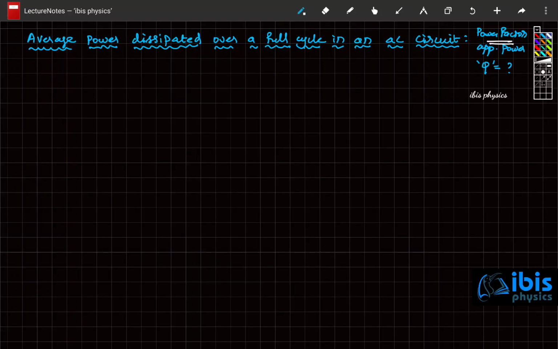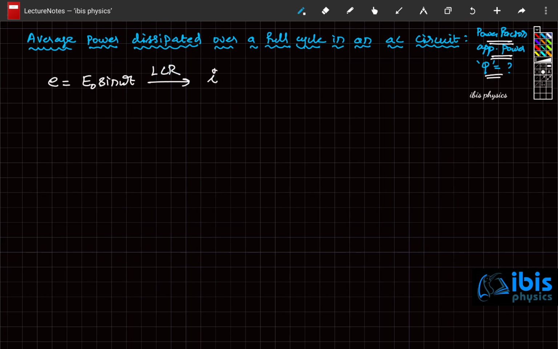Power factor in an LCR circuit, the apparent power and the phase angle. So let me explain what this phase angle is. Suppose you apply an EMF E equal to E naught sine omega t across an inductor, capacitor, resistor, either only inductor and resistor, or capacitor and resistor, or all three, or anything.